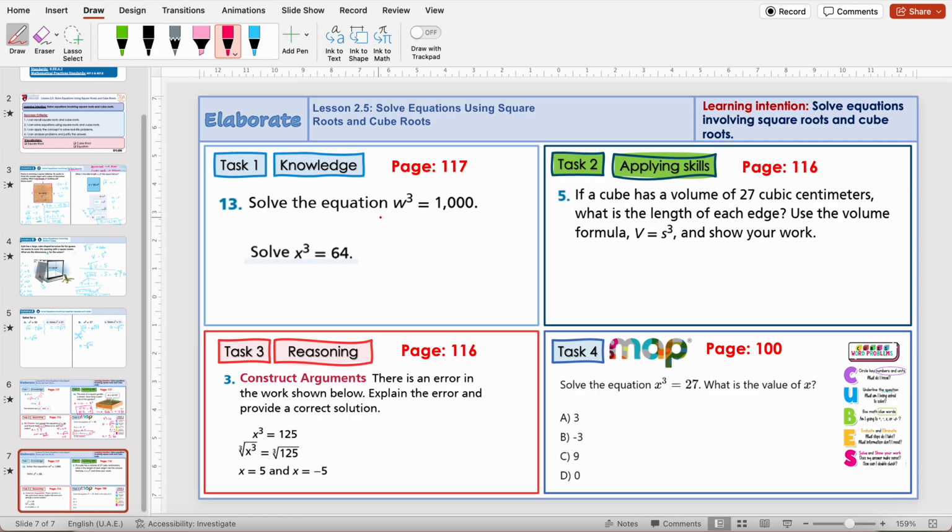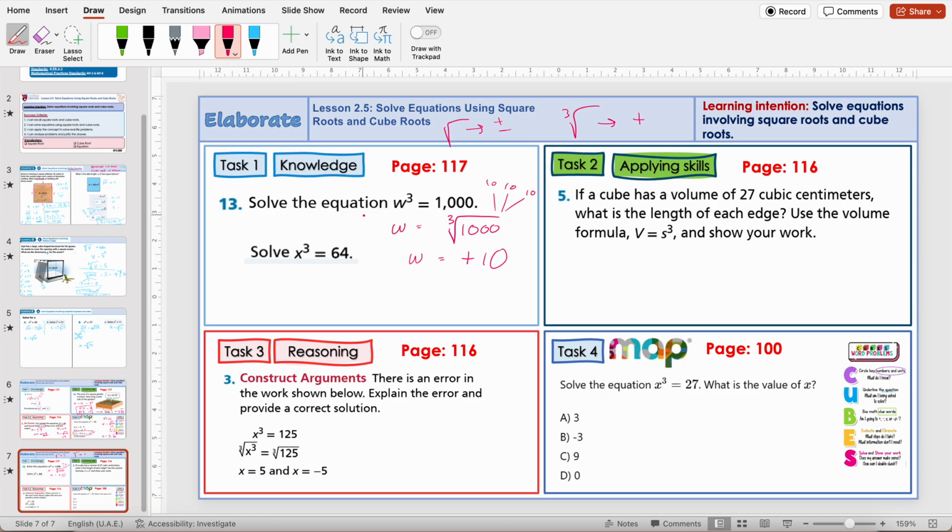Here, solve the equation. I have w cubed equals 1000. So how can I find w? Since it's cubed, I'm going to use the cube root of 1000. Okay, so what is w? What times itself 3 times will give me 1000? 10 times 10 times 10. They must be all positive to give me 1000. That is positive. Okay, so in cube root, the answer is only positive. In square root, the answer is positive or negative.